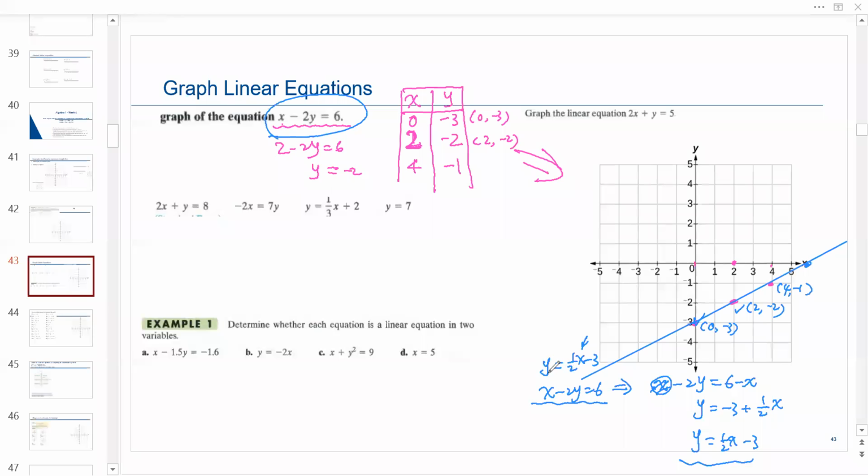So when y becomes 0, x equals what? Should be 6. This one should be (6, 0). So you can find (6, 0). This is called the x-intercept. And this is the y-intercept. Where it crosses the y-axis is called the y-intercept.